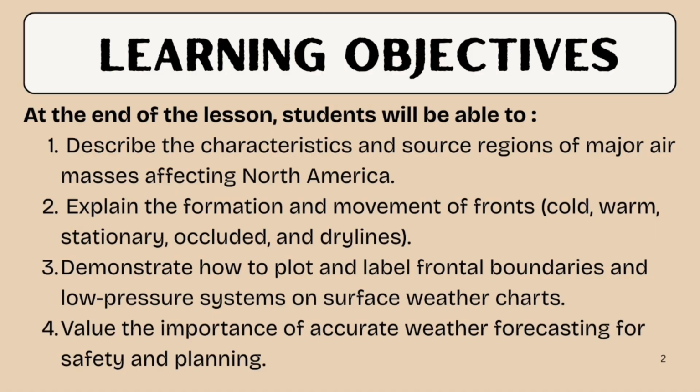At the end of the lesson, students will be able to describe the characteristics and source region of major air masses affecting North America. Next, explain the formation and movement of fronts, either cold, warm, stationary, occluded, and dry lines. Third, demonstrate how to plot and label frontal boundaries and low pressure systems on surface weather charts. Lastly, value the importance of accurate weather forecasting for safety and planning.